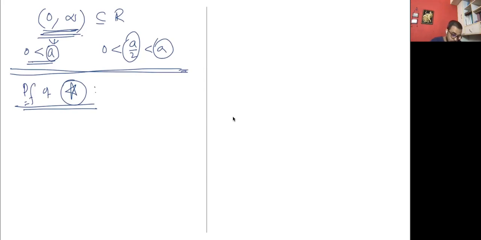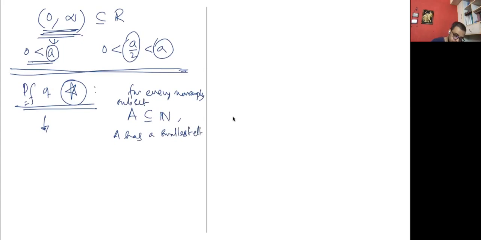Okay, I'll just outline the proof. So the statement that you want to prove is that for every non-empty subset A of N, A has a smallest element. Okay, so let's assume that this is not true.